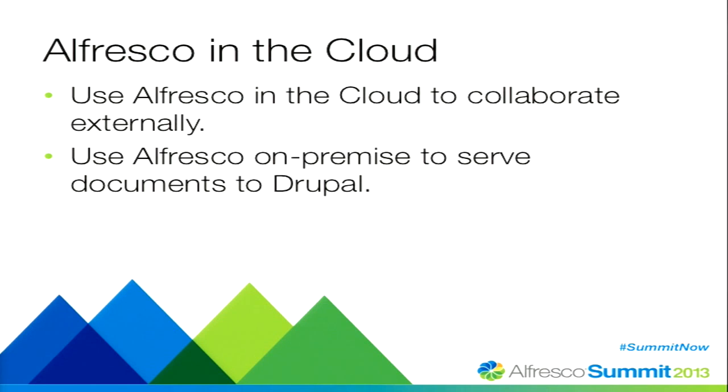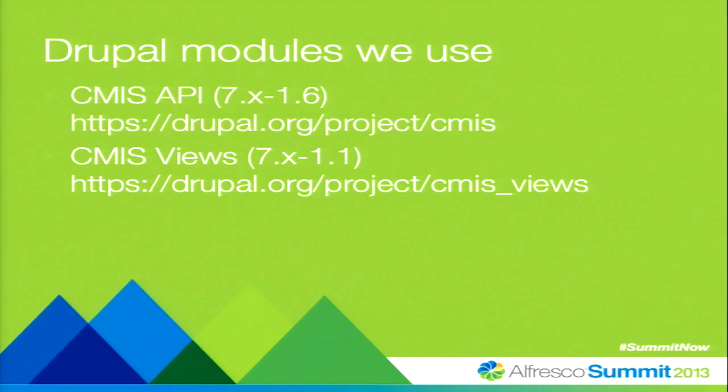So we're using Alfresco in the cloud for external people to be able to feed content into our systems and our website, and then we sync that down. So that's the basic setup. We've used other modules in Drupal, but I really want to emphasize there's just two modules that we're using there to achieve that on the Drupal end. One's the CMIS API, and it's just been updated to support Alfresco 4.2, and one's CMIS Views.